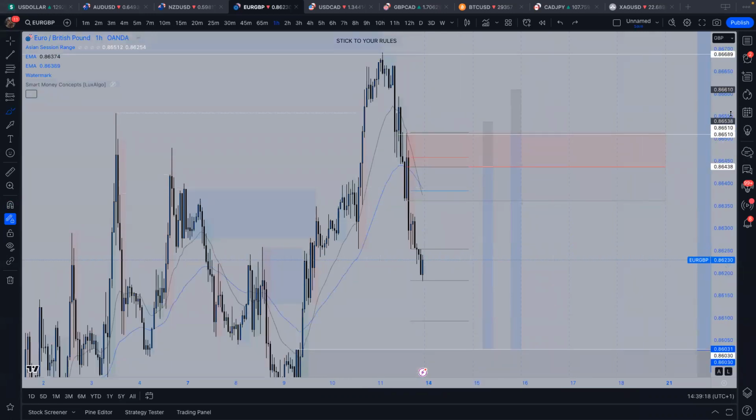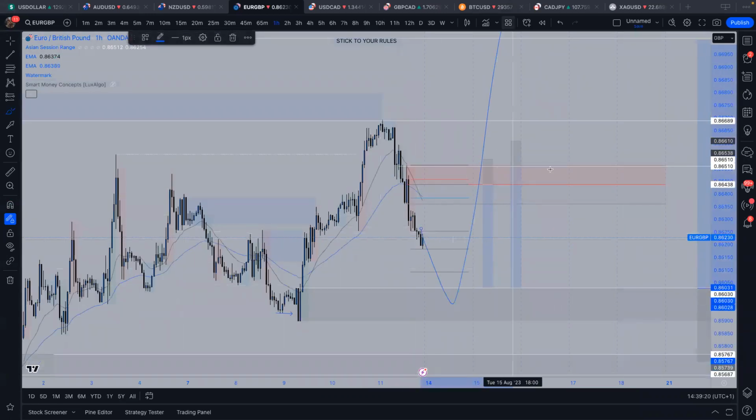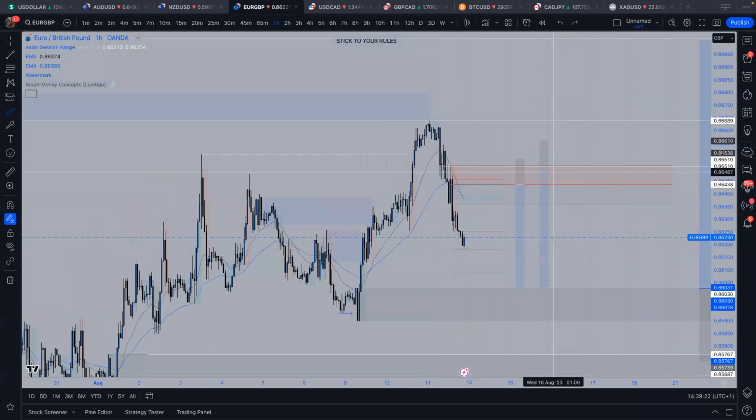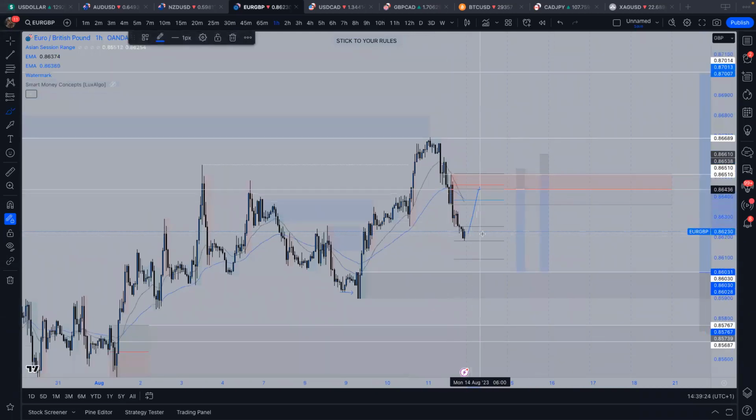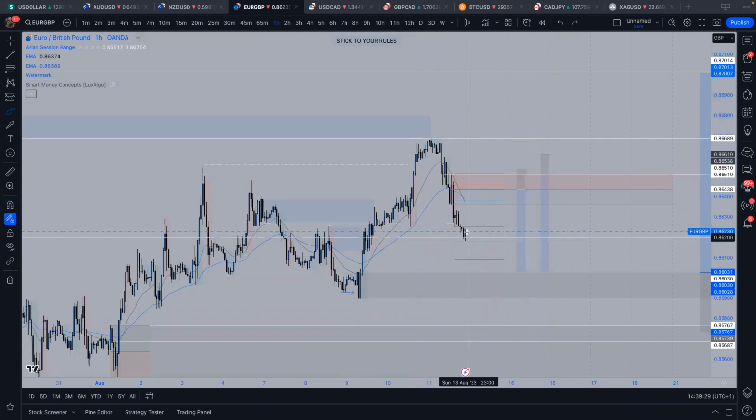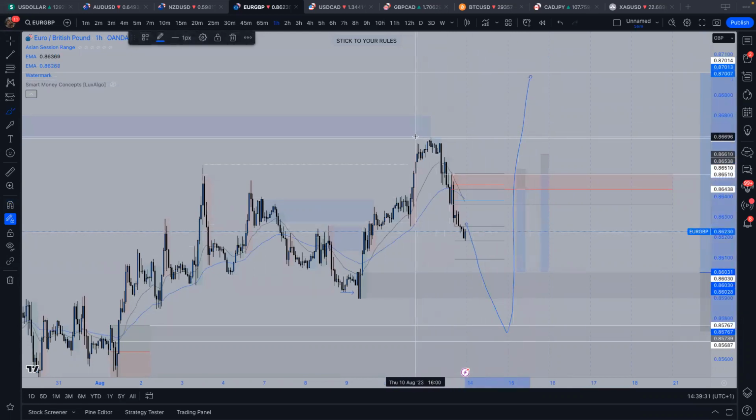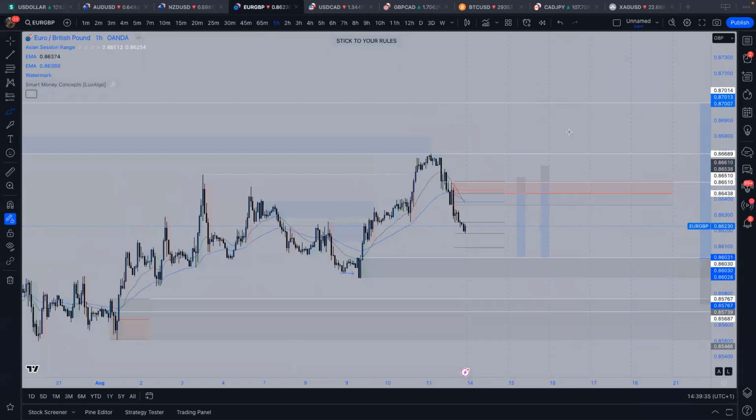That's a scenario. We could pull down and then come up. That's a scenario in itself. We could again come up, break this zone, and then come up and take out this high. Or we could just break that zone and just continue higher and we take out this high. So there's a potential couple opportunities.